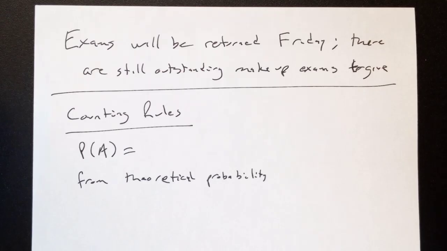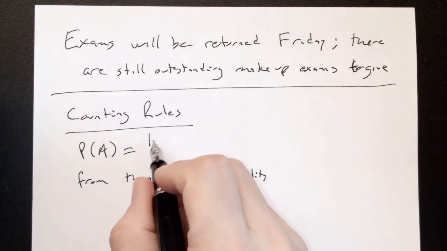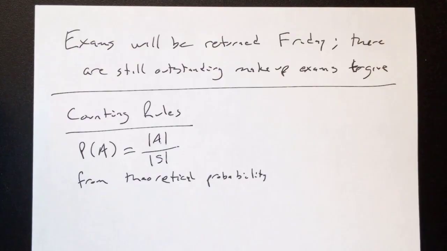Is it P of A equals A over S? Not just A over S, there was something to that, right? There were symbols around that. A over S, the absolute value. Right. And what do those absolute value bars mean for a set? Is it a number of sample events? So that's the size of that set.